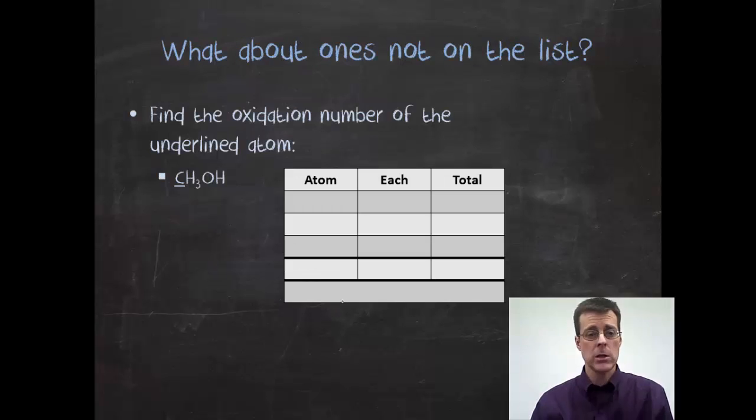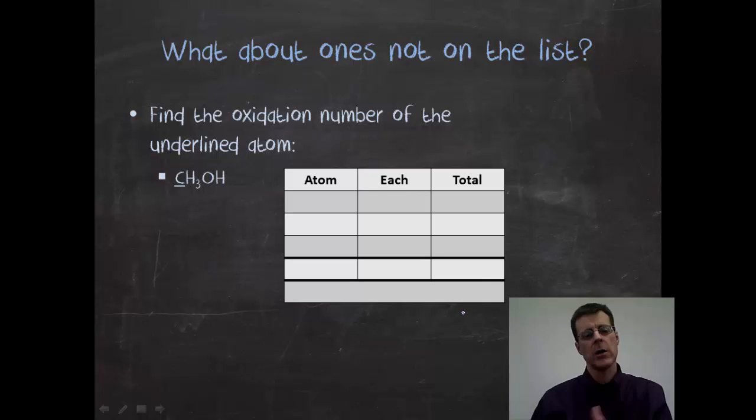Well, let's use it. So here's an example of a compound. We know that the overall compound here is neutral. There's no charge, there's no ion written on there. So whatever the things add up to, they're going to have to give us a total of 0. That's going to be our net ionic charge, or the sum of the oxidation numbers. So what we do is we take what we know.